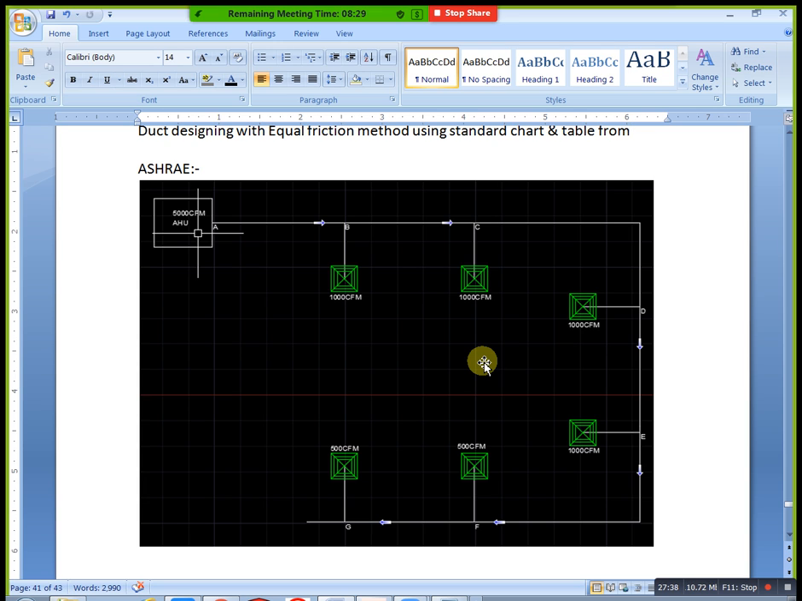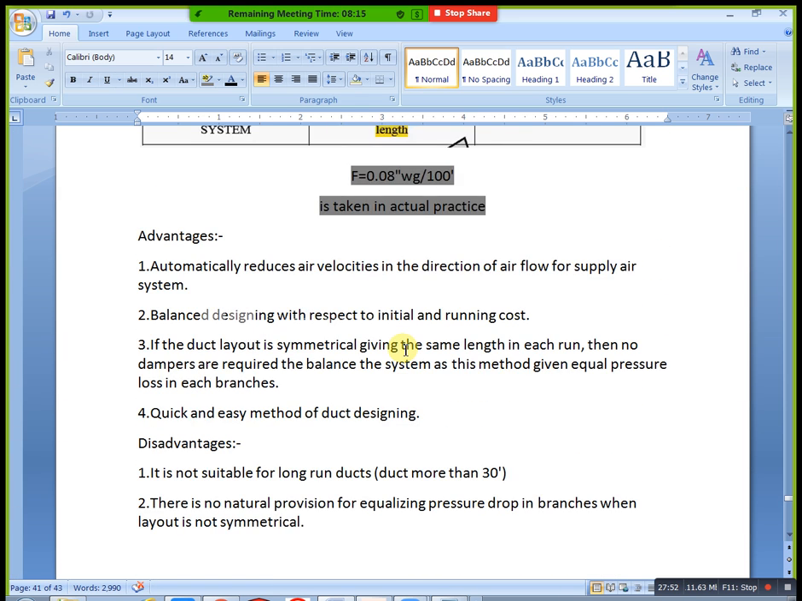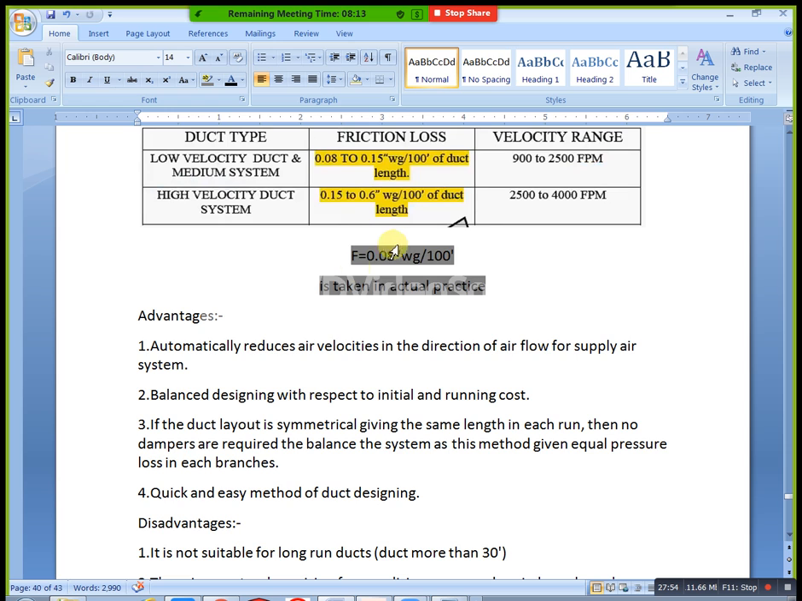And next, one more point: which method are we using? Equal friction method. In that condition we need to take this value. In actual practice we need to take this one. Friction is equal to 0.08 inch Wg per 100 feet, water gauge, water column per 100 feet. Write this value also: friction F is equal to 0.08 inch Wg per 100 feet. All of you note this down.